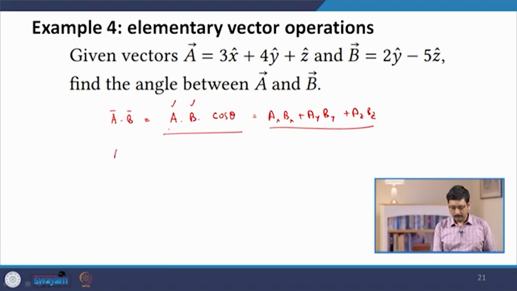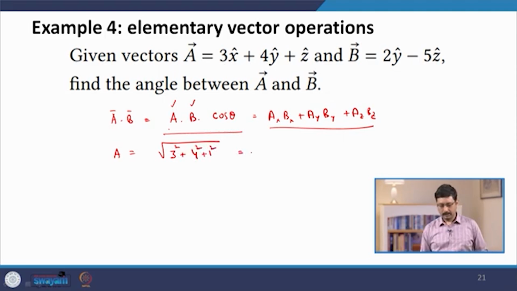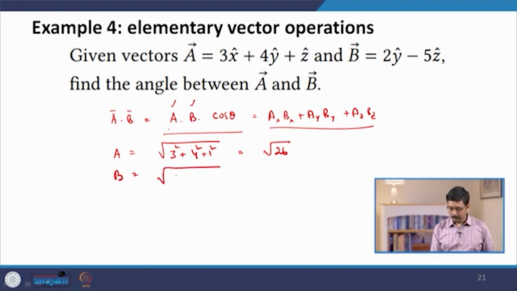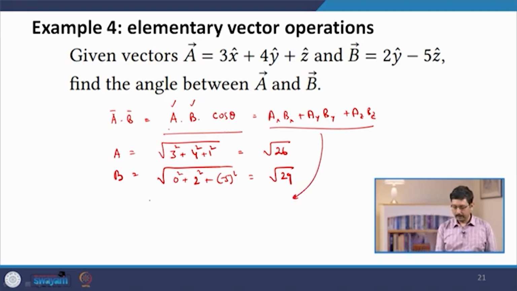So, let us proceed. First, the magnitude of A is the square root of 3 square plus 4 square plus 1 square, which is 9 plus 16 plus 1, square root of 26. The magnitude of B: note that there is no x component. So, this is 0 square plus 2 square plus minus 5 square, which is square root of 29. Now, if I calculate the dot product directly from components, I get 3 times 0 plus 4 times 2 plus 1 times minus 5, which is equal to 3. So, then I get that square root of 26 times square root of 29 times cos theta gives you 3.